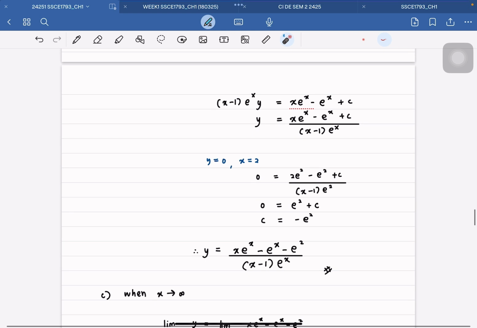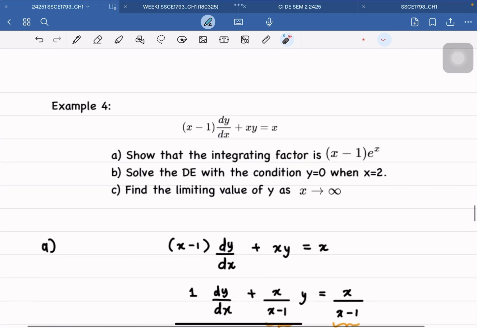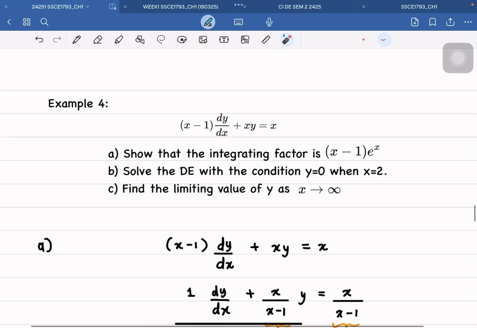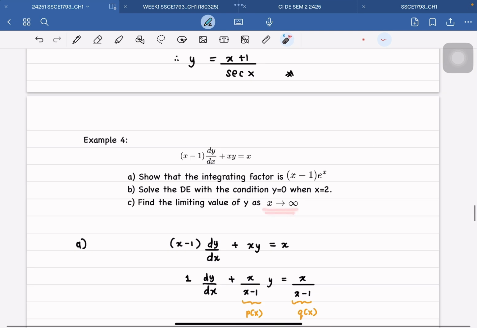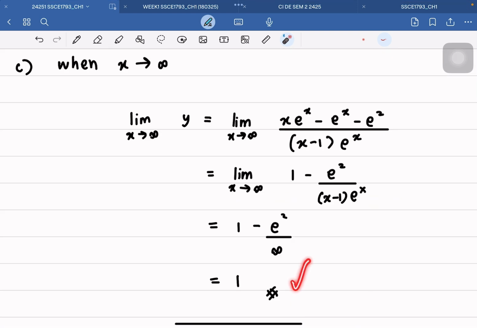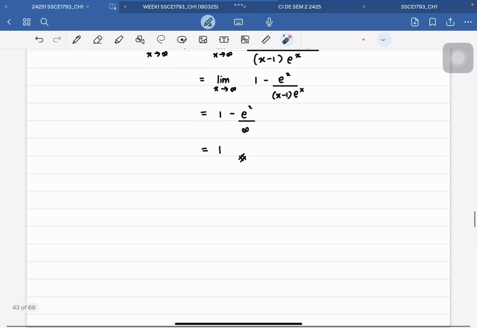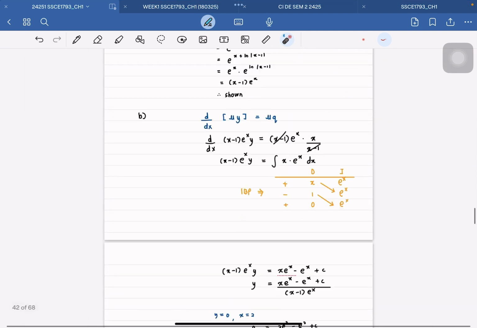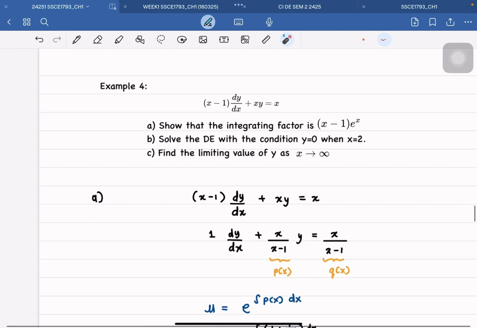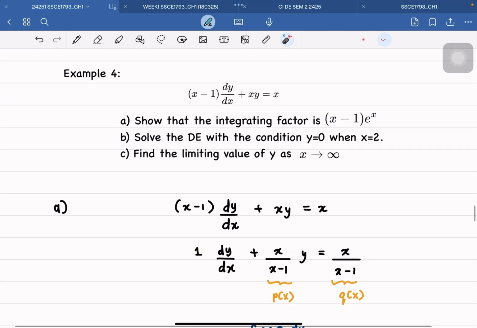Okay, the next one, question C. Find the limiting value of y as x approaches infinity. You have to put the limit x approaching positive infinity on both sides. When you solve this one, you have to simplify this equation. Then the final answer you will have is equal to 1. Okay, so you have done. Settled in solving example number 4.